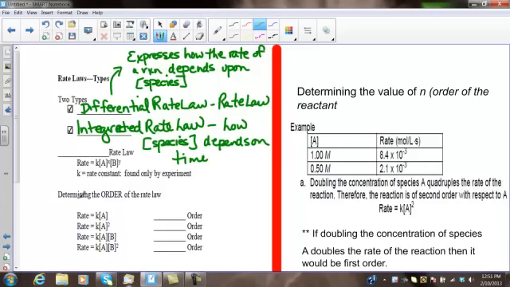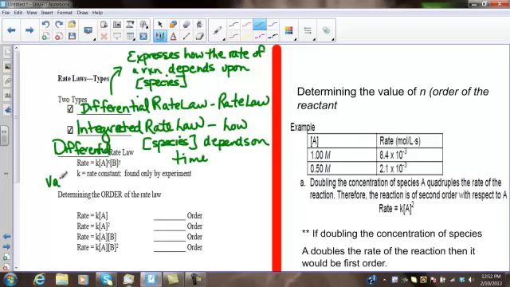Now, we talk about a differential rate law. The form of the equation is as such. Rate equals K times the concentration of A raised to the X times the concentration of B raised to the Y, where K is the rate constant, or what's sometimes called the proportionality constant. It's found only by experiment. The values of X and Y determine the order of the reaction.